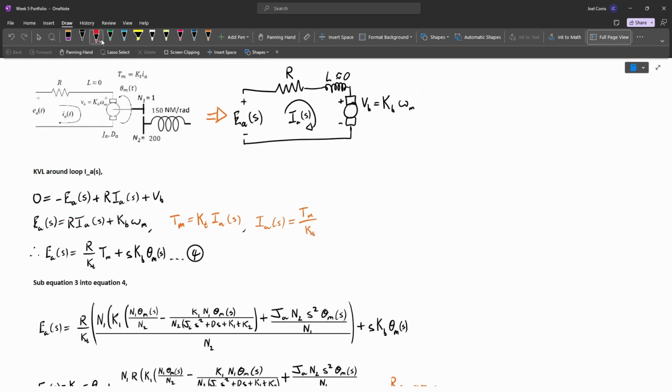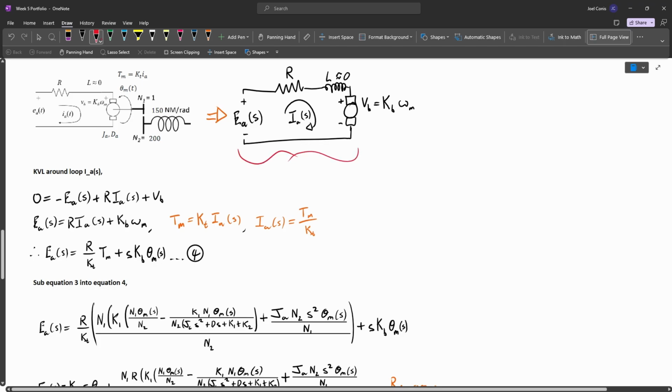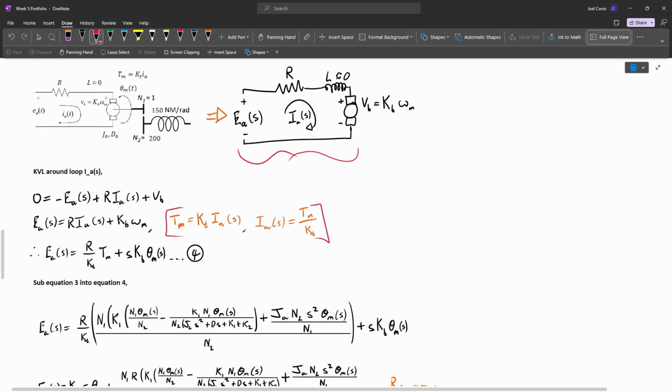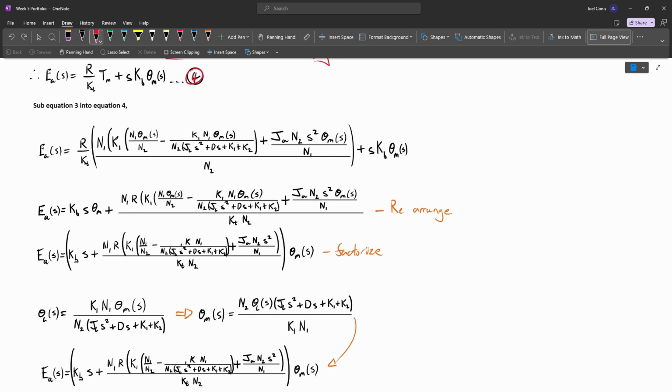Now let's focus on the circuit analysis. We take the schematic from the problem statement and we move it into the Laplace domain. Then we use this relationship combined with Kirchhoff's voltage law around the loop IA, and we find equation 4. This step is really important. Equation 4 brings in this term which we need for our transfer function, EA, and it also removes Tm by substitution. And it now leaves everything in terms of theta M, which was our other unknown.